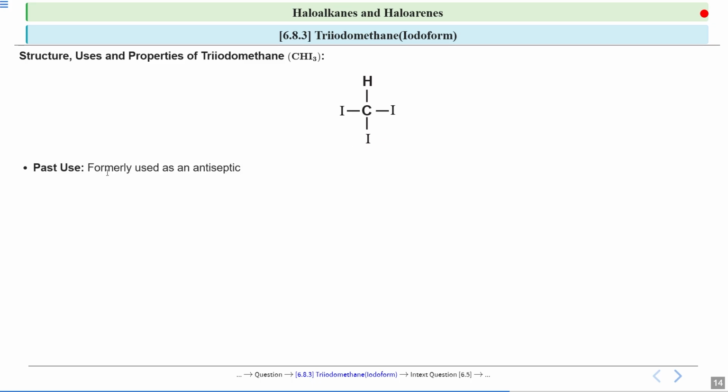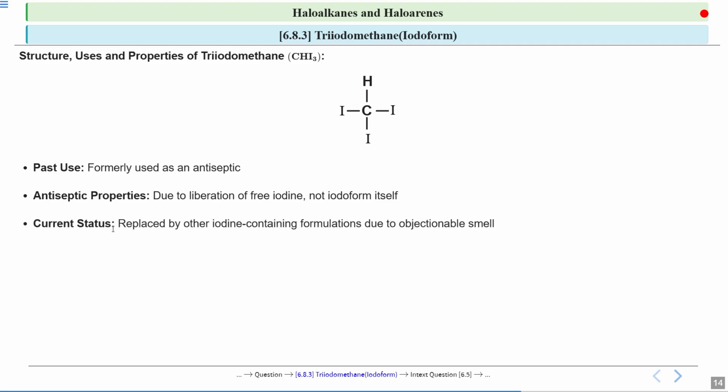triiodomethane, and the past use of this triiodomethane is that it was formerly used as an antiseptic in the previous times. Its antiseptic property is due to the liberation of free iodine. So it can liberate free iodine. That's why it was used as an antiseptic in the past.